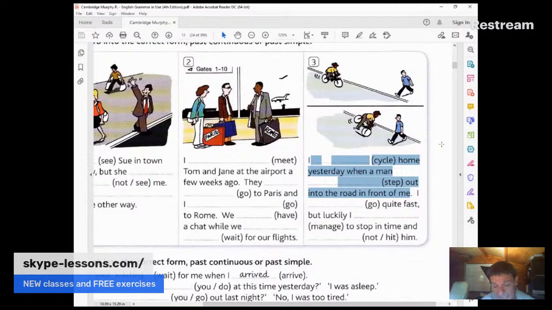Well, maybe, but here it's just I managed to stop in time and didn't hit him. Yeah, I was in the middle of cycling. I was in the middle of going fast, but I managed to stop and I didn't hit him. They're short actions. It's that I was going, that you were in the middle of, that's really long.